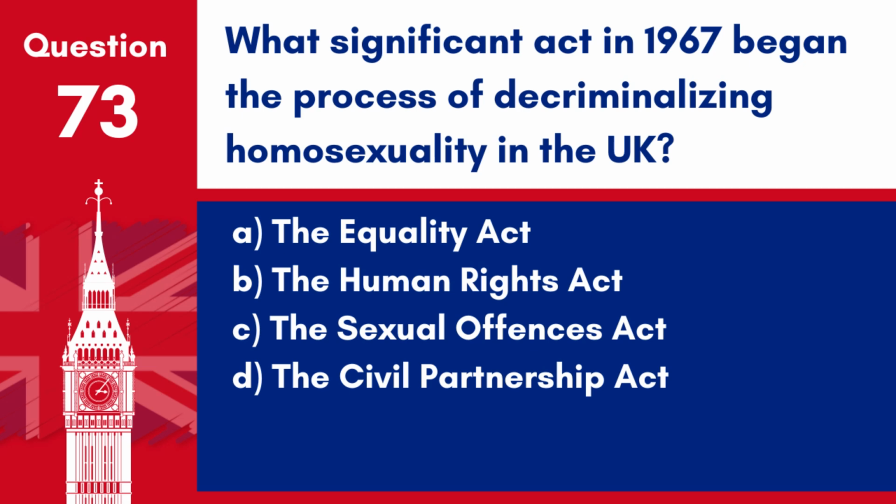Question 73. What significant act in 1967 began the process of decriminalising homosexuality in the UK? A. The Equality Act. B. The Human Rights Act. C. The Sexual Offences Act. D. The Civil Partnership Act.